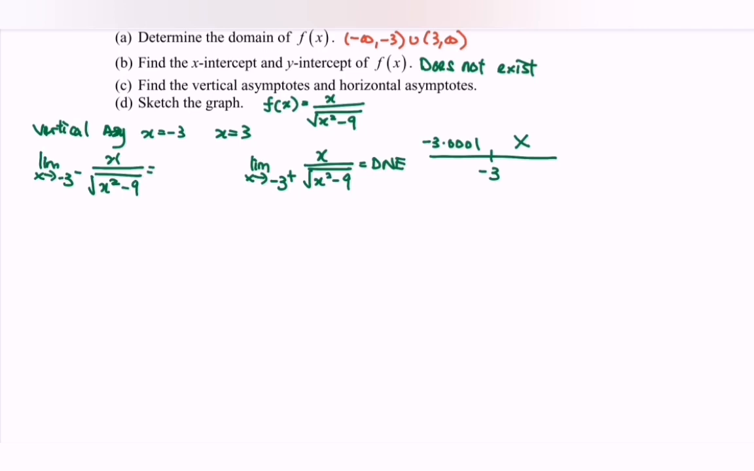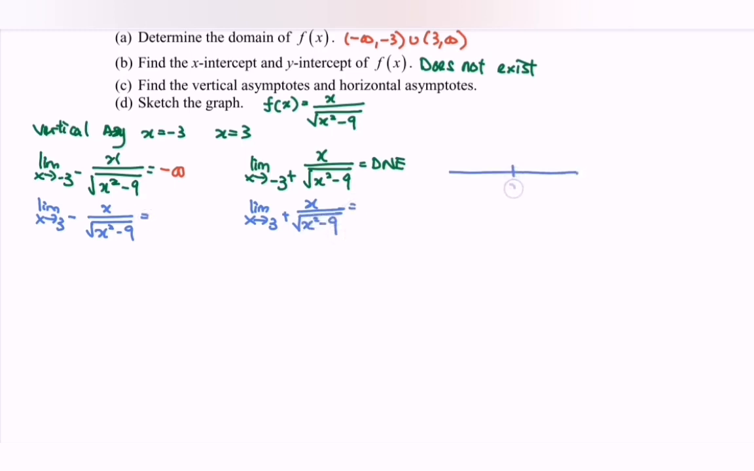As for the left-hand side, we have to substitute. If we substitute negative 3.0001, here will be the negative and here will be the positive. So the graph will be decreasing as x approaches negative 3 from the left. Limit when x approaches 3 from the left, limit when x approaches 3 from the right, for the function x over the square root of x squared minus 9.